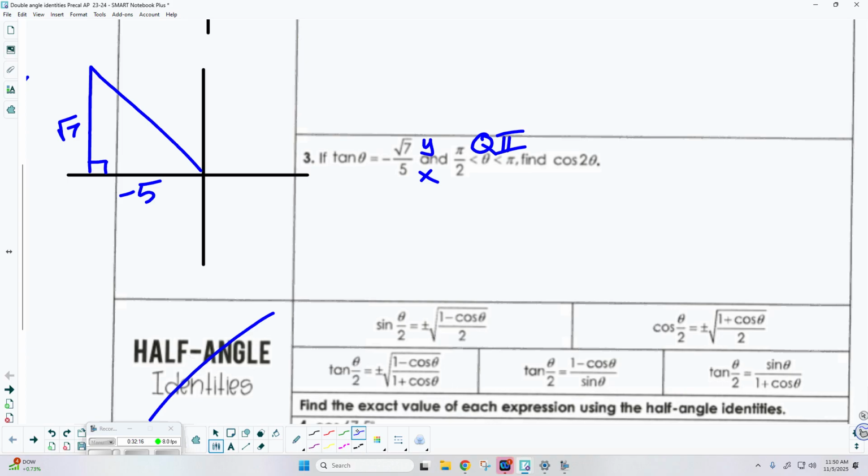Take a few seconds. Find me the simplified version of that hypotenuse. Use the Pythagorean theorem on this. And we're out of here at 4 after. Oh, we got plenty of time.